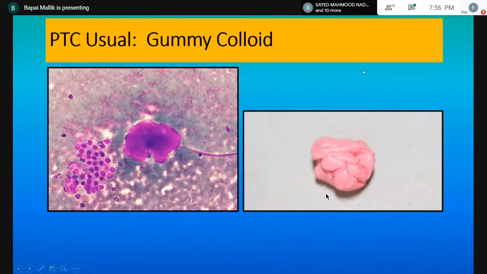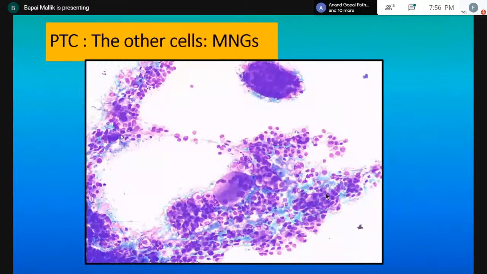Now, this is another thing, which is chewing gum colloid, the gummy colloid. Once again, gummy colloid may be found in papillary thyroid carcinomas, but most often gummy colloid is actually not in papillary thyroid carcinoma. You can see gummy colloid in colloid goiters also, mixed with the general other appearances of the colloid that you are more familiar with. So this is gummy colloid.